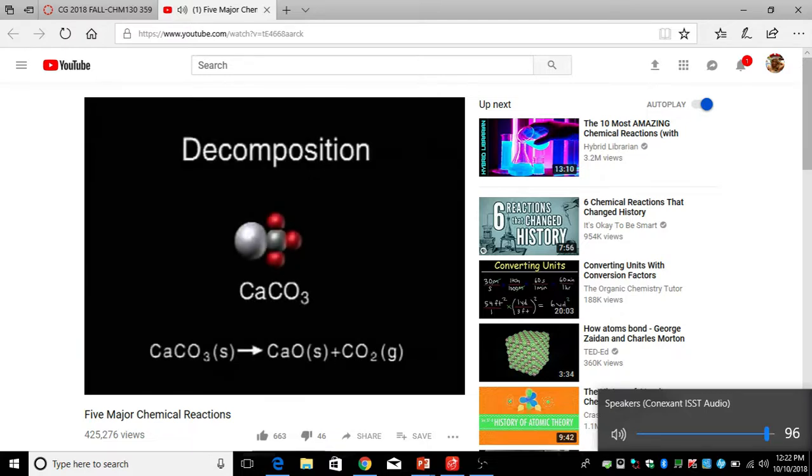There are 5 major classes of chemical reactions. A synthesis reaction is when 2 or more substances combine to form a single product. There's a good synthesis reaction. Hydrogen and chlorine gas making... In a decomposition reaction, a compound breaks down into 2 or more simpler substances.